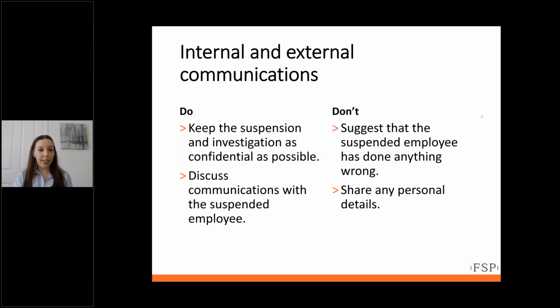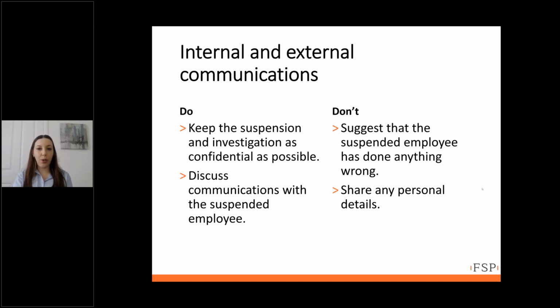And don't suggest that the suspended employee has done anything wrong, as this could prejudice the fairness of any subsequent disciplinary hearing and dismissal. And don't share any personal details concerning the employee unless this is necessary and you have their permission to do so.